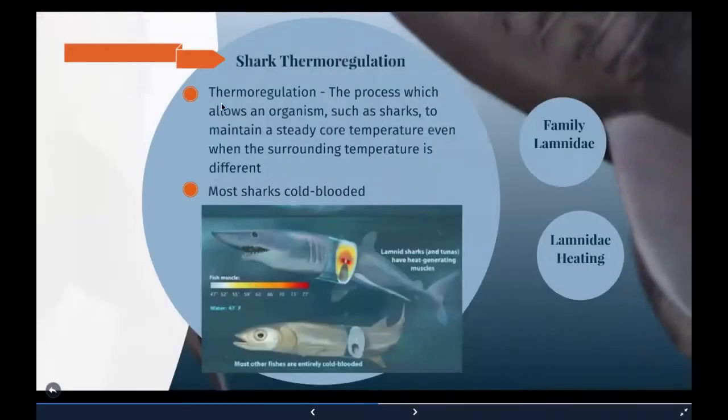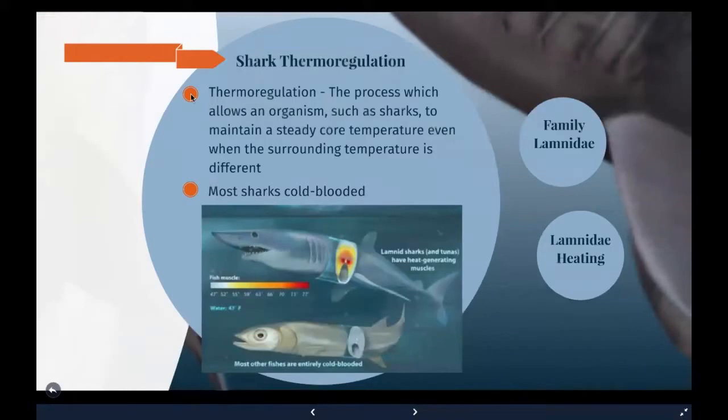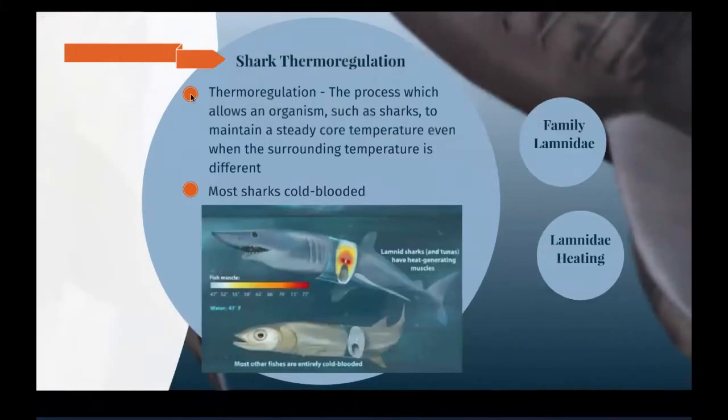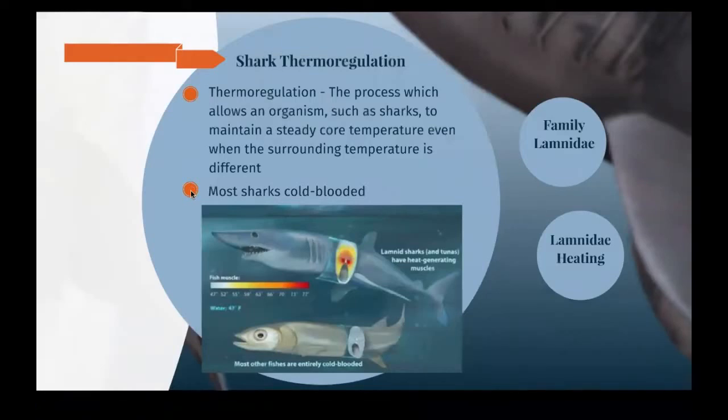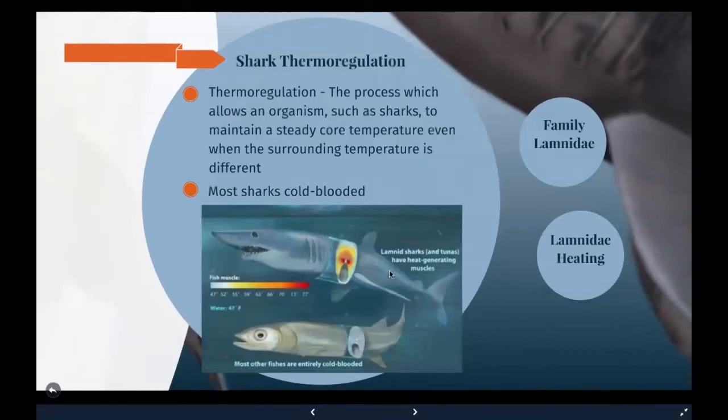Shark thermoregulation. What is thermoregulation? It's the process which allows an organism, such as sharks, to maintain a steady core temperature even when the surrounding water temperature is different. Now, most sharks and fish are cold-blooded. There are exceptions, however. Here we have lamnid sharks and tunas.